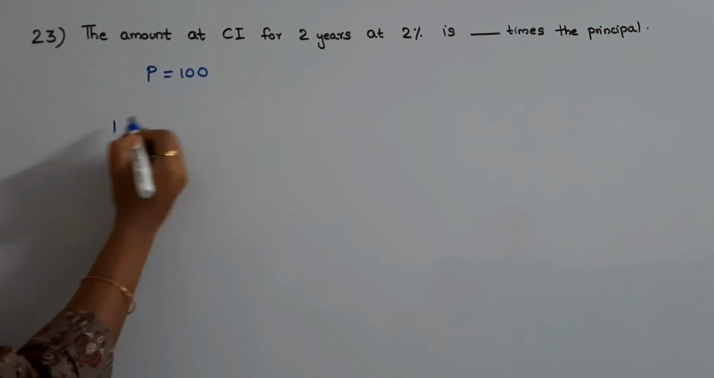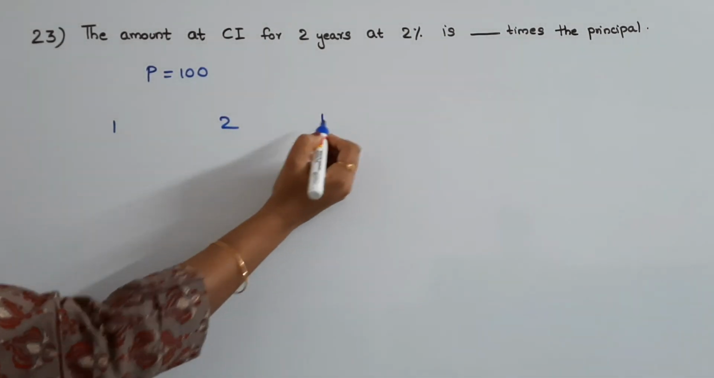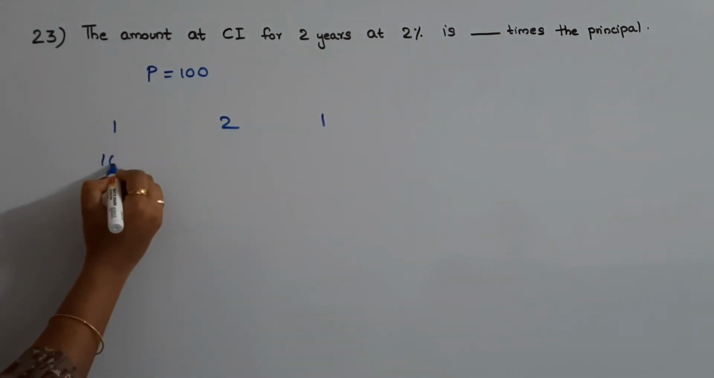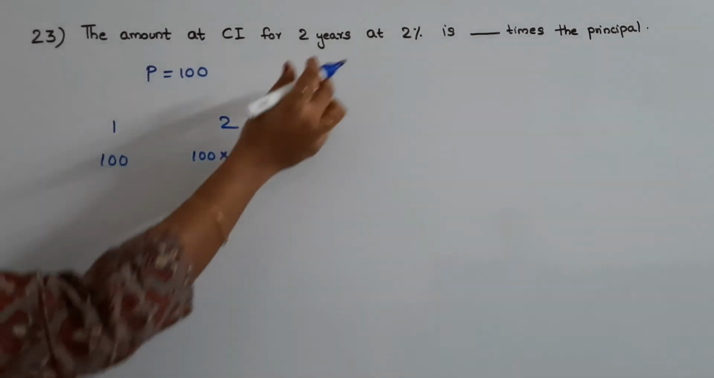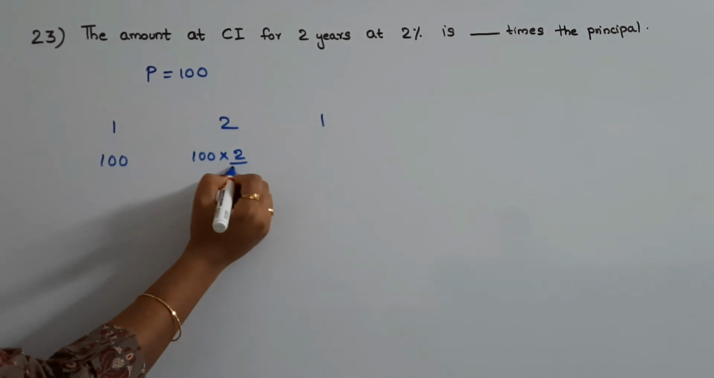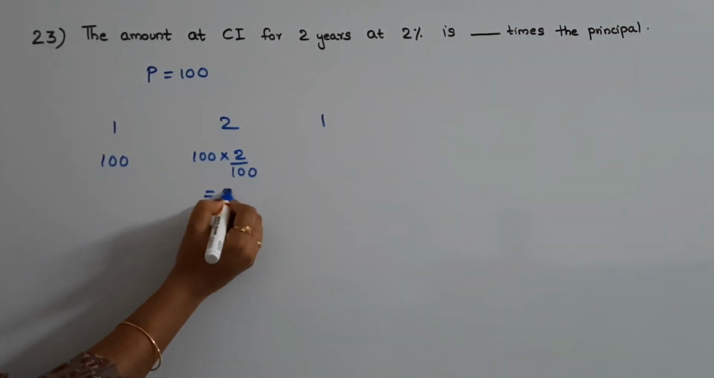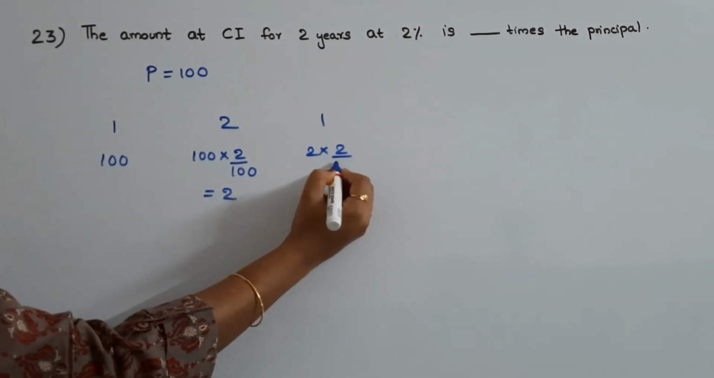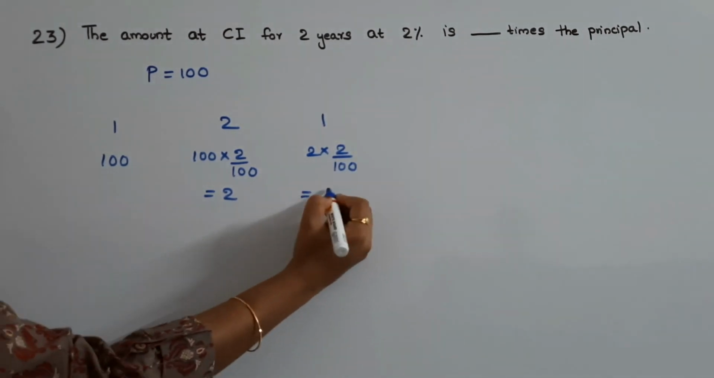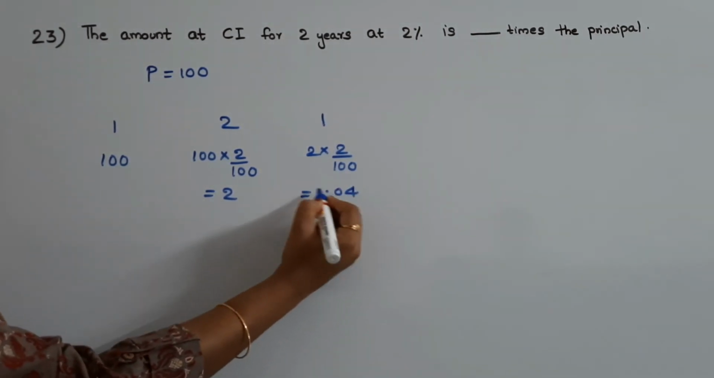Now write 1 to 1. Below this one write 100. Below this 2, 100 into r by 100. R is 2. 2 by 100, that is equal to 2. Now this 2 into r by 100, 2 by 100, that is equal to 0.04.